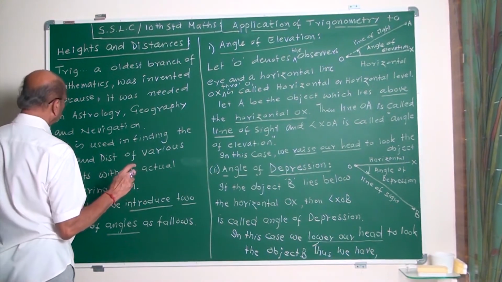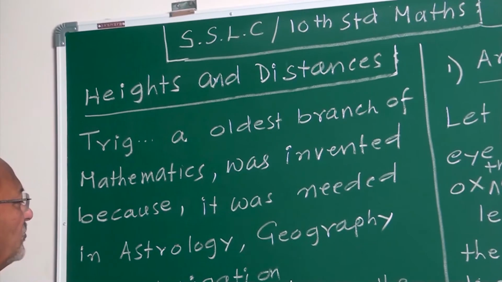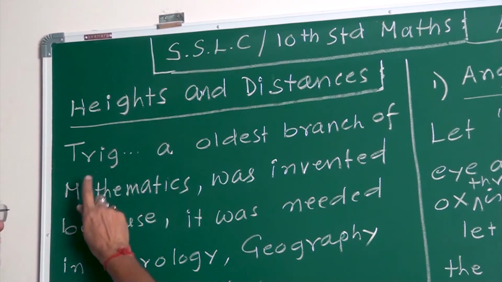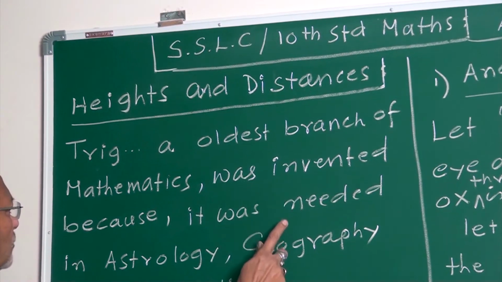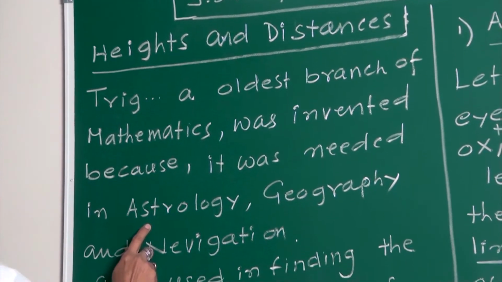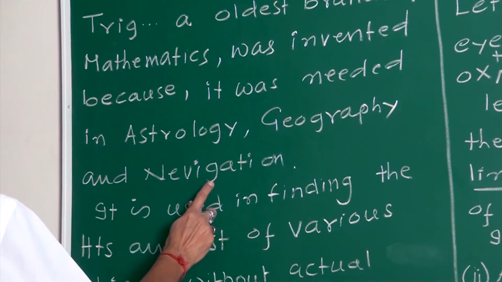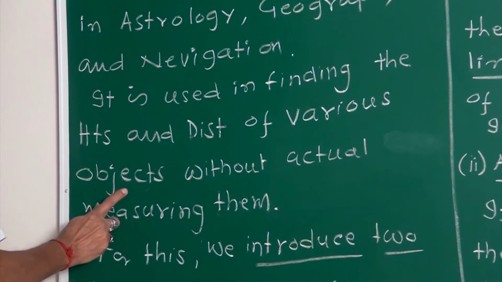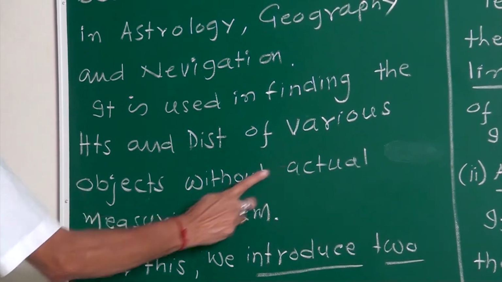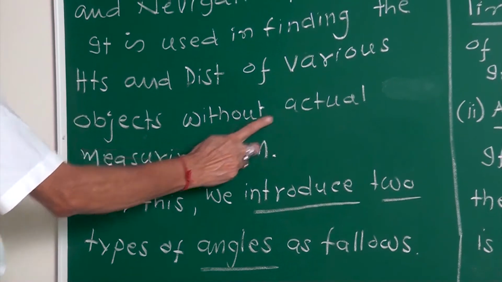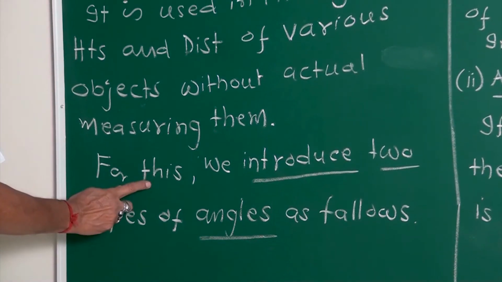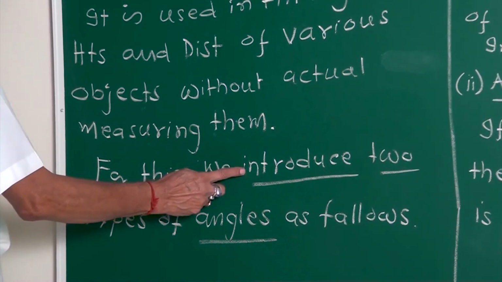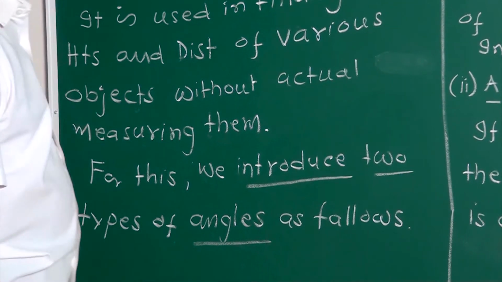I go once again. As we have done in visual trigonometry, I told the meaning of trigonometry, everything, my friends. This trigonometry was invented because it was needed to help astrologers, geographers and navigators. It is used in finding the heights and distances of various objects without actually measuring them. For this purpose, the mathematicians introduced two types of angles. One, angle of elevation.